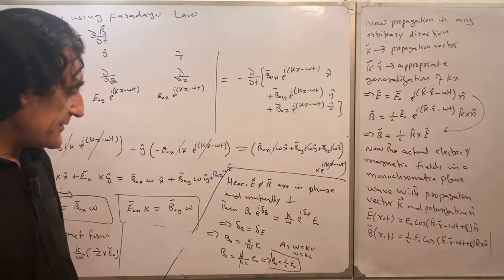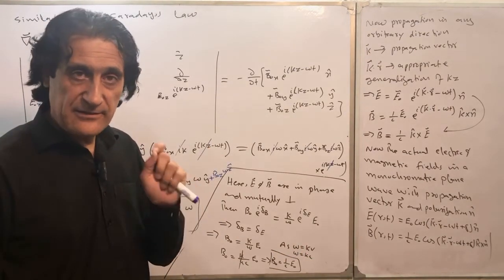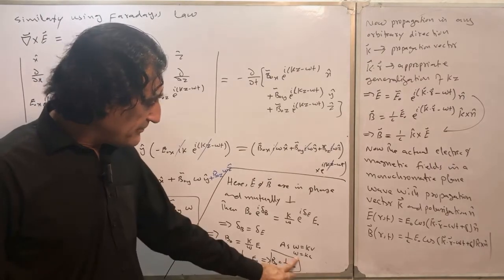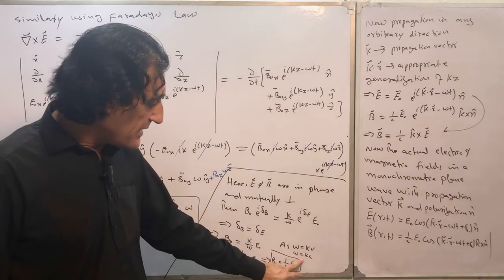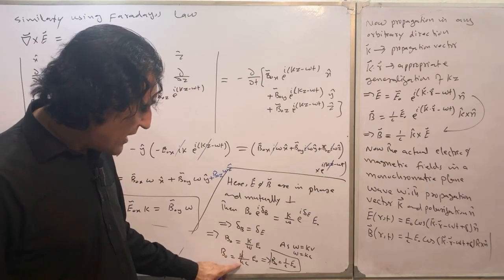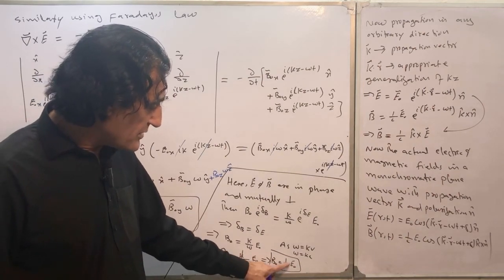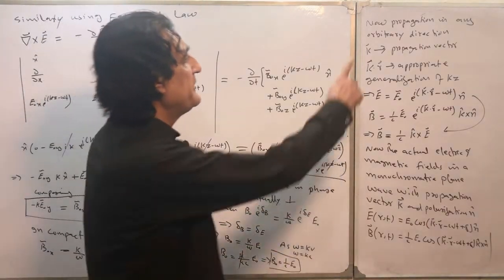We also know from previous knowledge that omega is equal to kv. We have this equation. Now we are working with light, an electromagnetic wave. Then we can say that omega is equal to kc. If we put the value of omega equal to kc, then k and k will cancel out, and we get B naught, which is equal to 1 over c E naught.